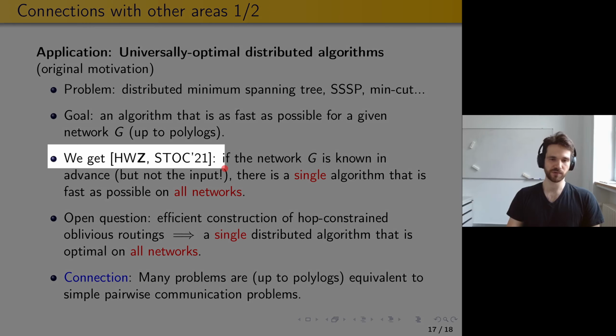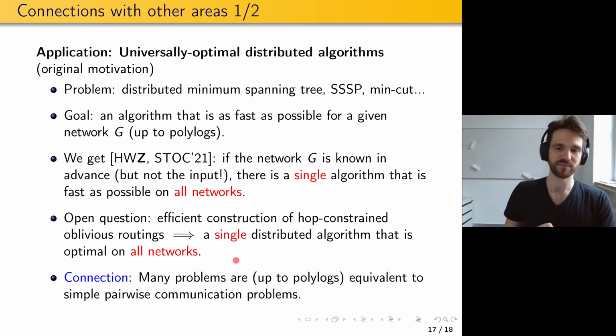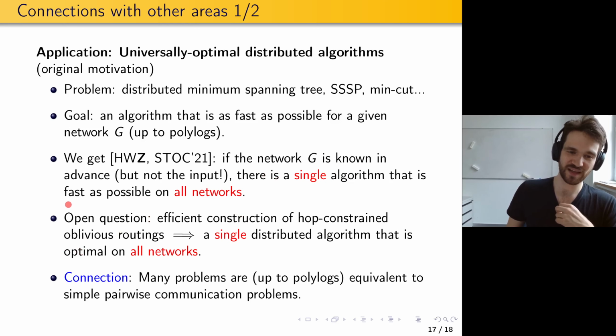In a paper by Haeupler, Wajc, and me, in STOC 21, we get that if the network G is known in advance, but you don't see the input, so for the MST, you know the network but you don't see the edge costs, then there is a single algorithm that is as fast as possible on all networks. So there is a single algorithm, you feed the network in advance, but then it can answer any possible MST cost or single source shortest path cost or min cut cost in optimal time.